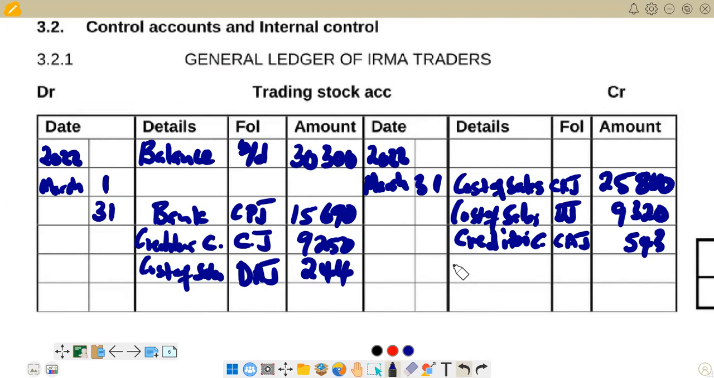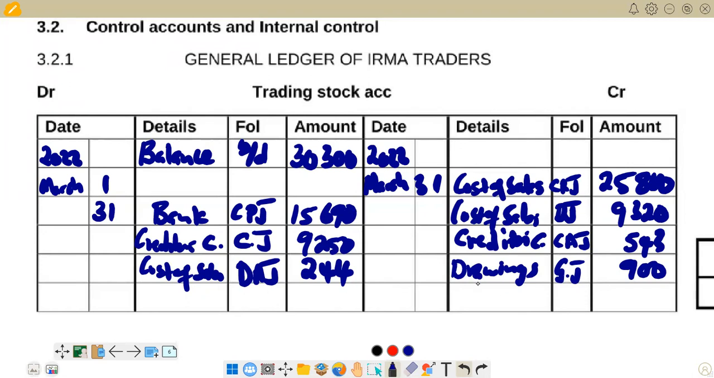Here we have got drawings. So on our drawings, we are taking them from the general journal. General journal is the one that we are taking these goods, and we enter them at cost, which is 900. So this is what we have in terms of all the entries that we are supposed to put in the trading stock account.